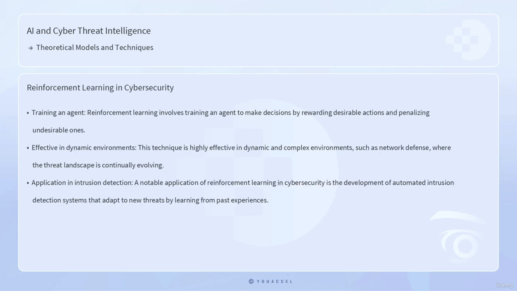Reinforcement learning, a third category, involves training an agent to make decisions by rewarding desirable actions and penalizing undesirable ones. This technique is highly effective in dynamic and complex environments, such as network defense, where the threat landscape is continually evolving. A notable application of reinforcement learning in cybersecurity is the development of automated intrusion detection systems that adapt to new threats by learning from past experiences.